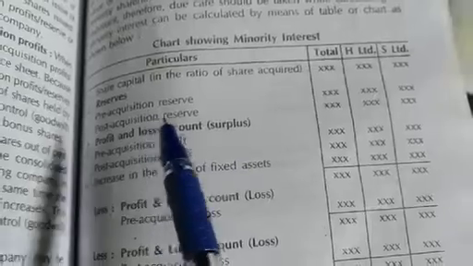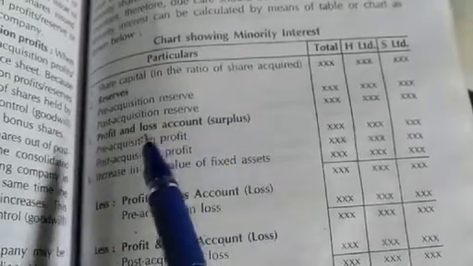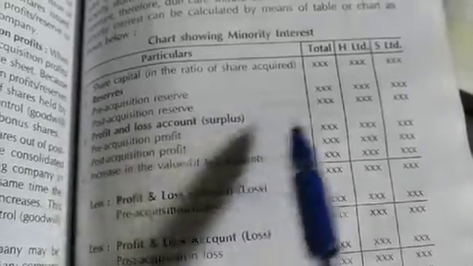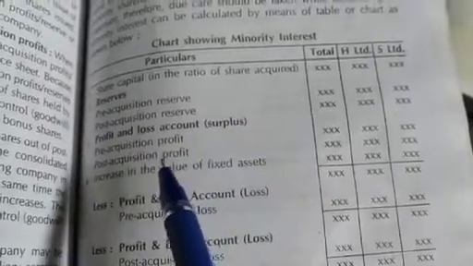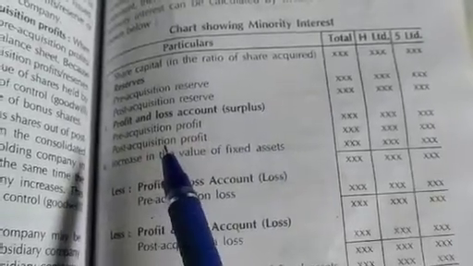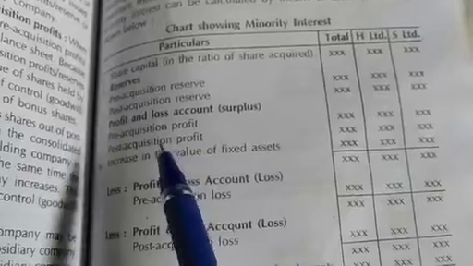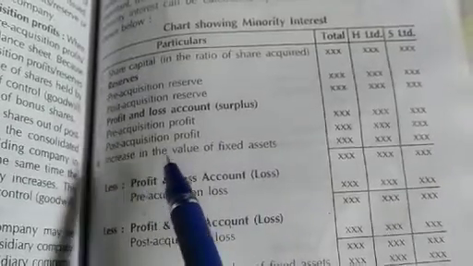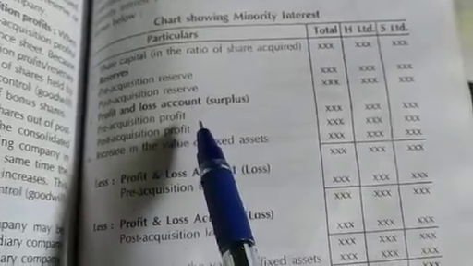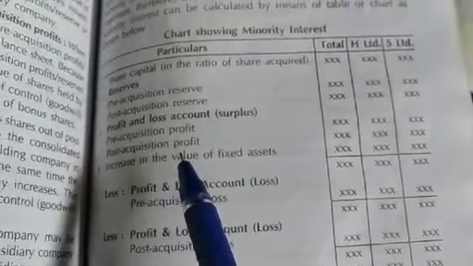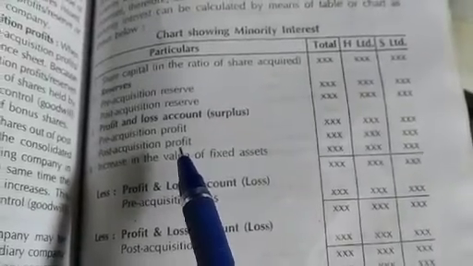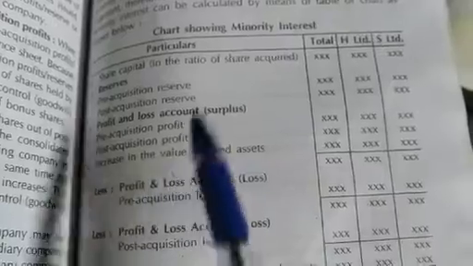Then reserves: the pre-acquisition reserve and post-acquisition reserve, according to the date, we have to allot as per ratio. Then the profit and loss account, that is nothing but surplus, is also allotted as pre-acquisition profit and post-acquisition profit, meaning before acquiring the shares and after acquiring the shares. All these we allot as per ratio.